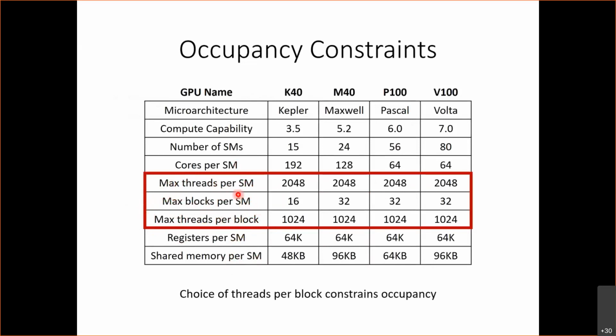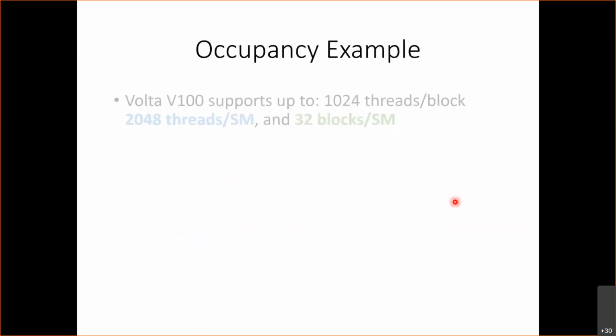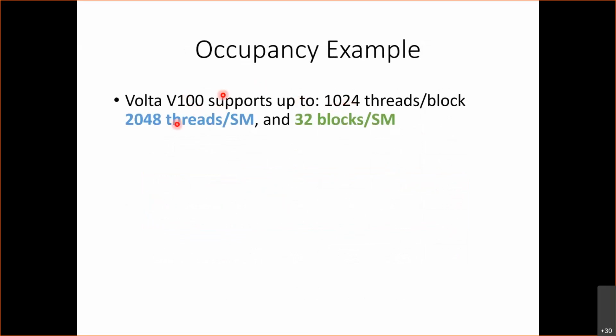Here the SM, for example on the V100, can support 2048 threads, but it can also support up to 32 blocks. I shouldn't say only, because that's quite a big number, but I can't have more than 32 blocks on my SM. Now, what does that mean? Well, take a look. On the V100, my maximum threads per block is 1024, my maximum threads per SM is 2048, and my maximum blocks per SM is 32.